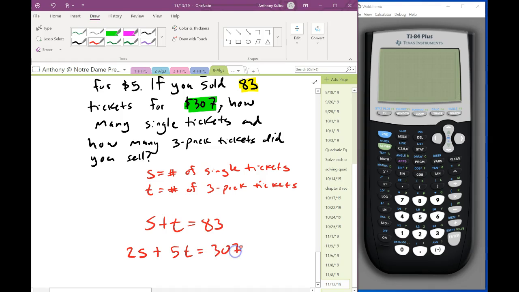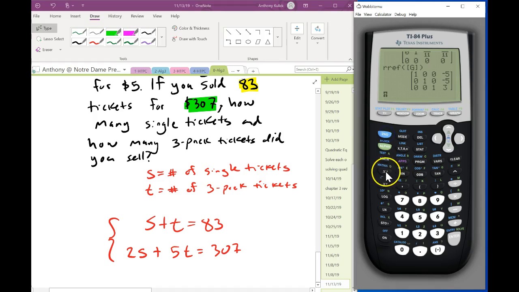And that should all be 307. Everybody happy there? That's my system. How should I solve that? Well, I'm going to use my calculator. And which method for my calculator do you want to use? I'm going to do Gaussian elimination. It's the easiest one, I think.